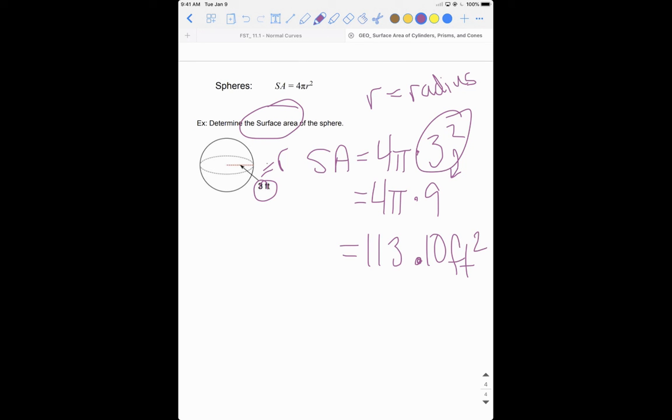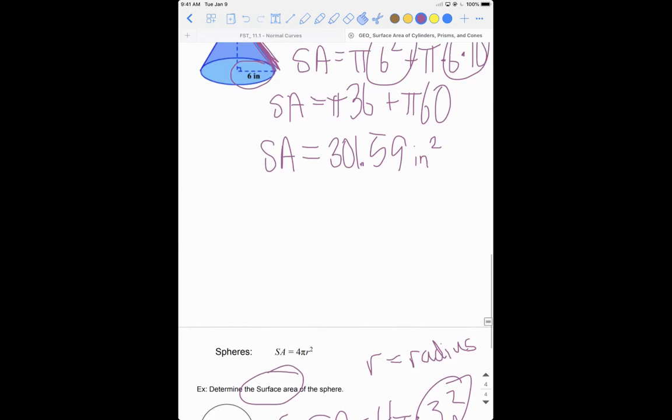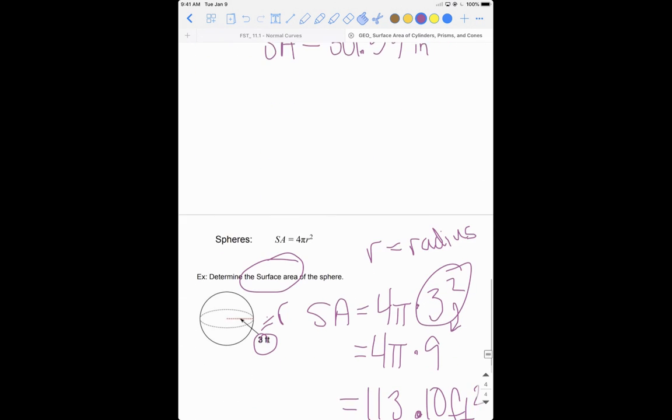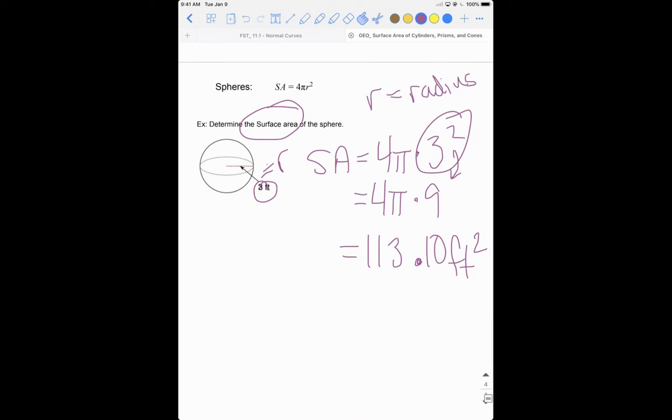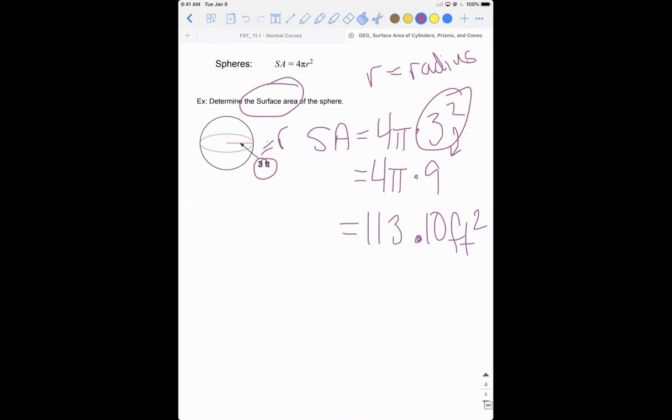So spheres and cones, I think, are a little more straightforward than the previous work on prisms and those different shapes. So make sure you work through this.